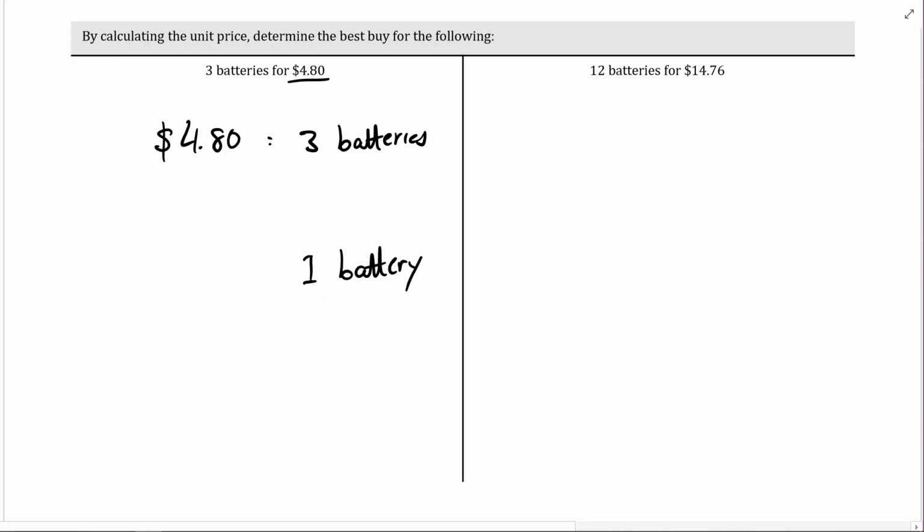So I have to ask myself, how do I go from 3 to 1? And obviously you just divide by 3. Then I divide this side by 3 as well. And now this is where some people might run into a bit of an issue. What is 480 divided by 3? Well, we might have to set up some division there.